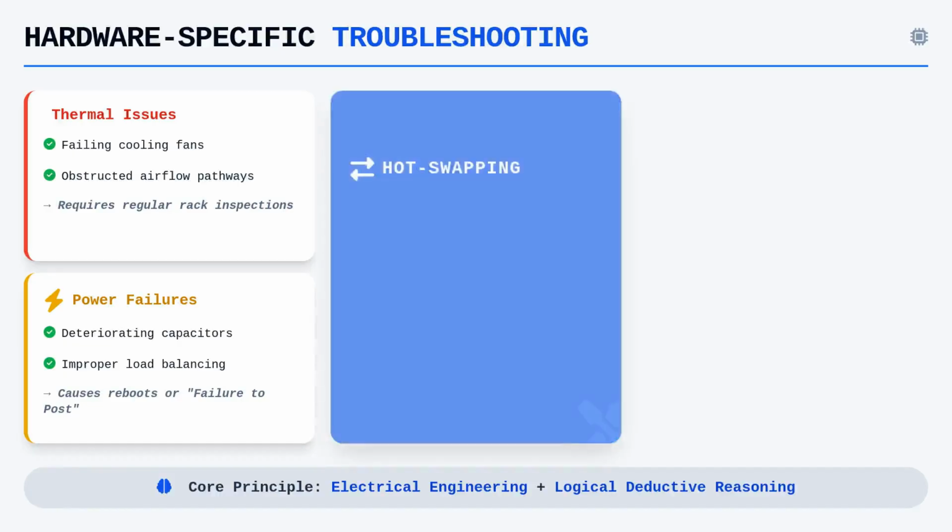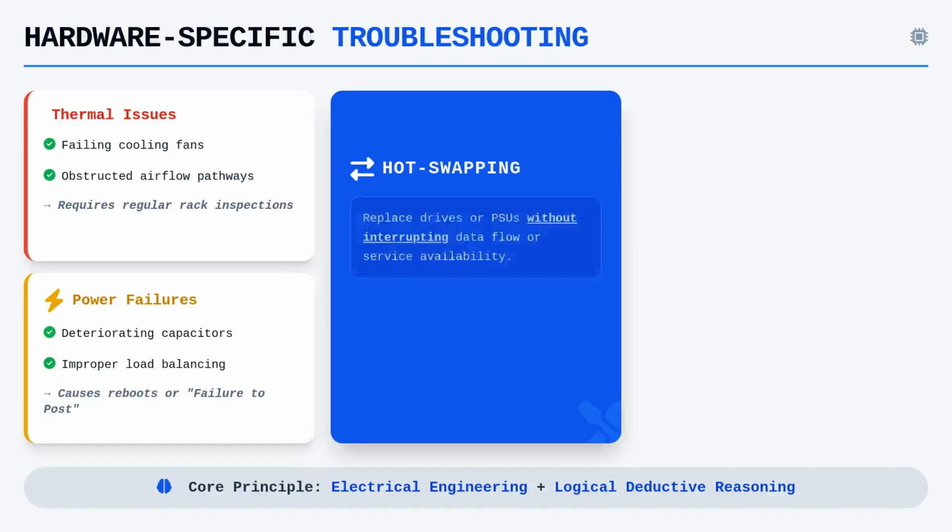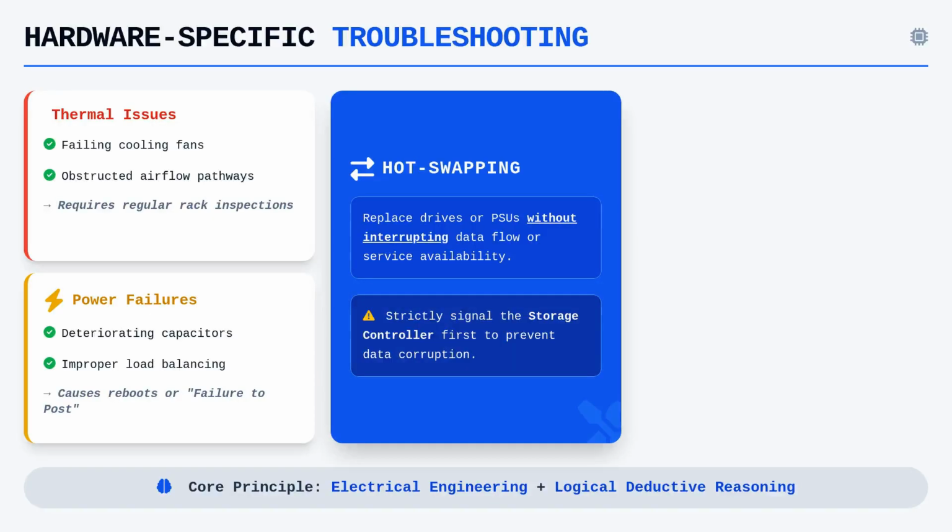When you encounter a component failure, your approach must prioritize the implementation of hot swapping procedures, which allow for drive or power supply replacement without interrupting the flow of data or the availability of the service. This requires strict adherence to manufacturer-defined procedures for signaling the storage controller that a drive is slated for removal, thus preventing data corruption during the withdrawal phase.